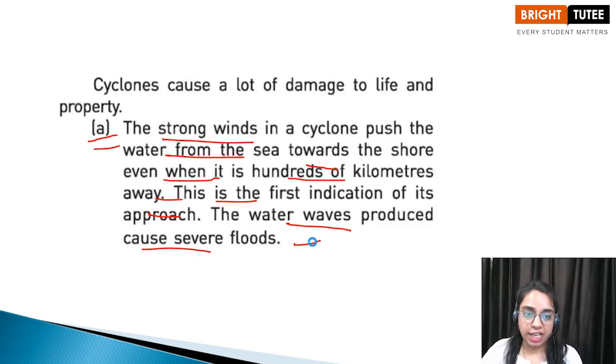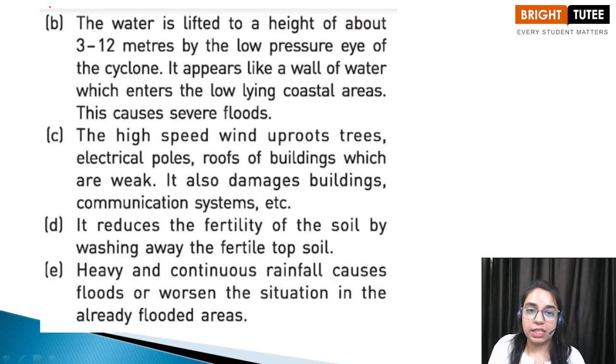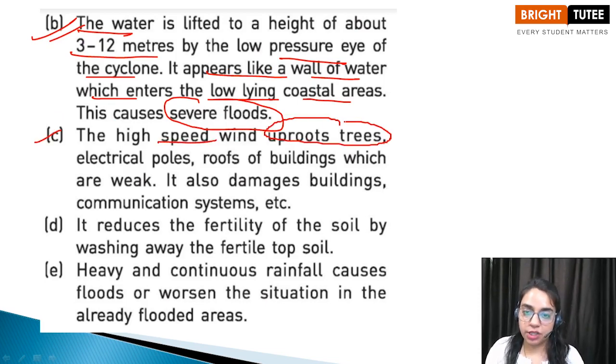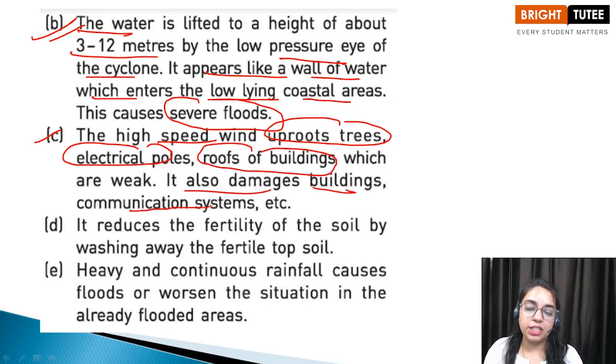Okay, the next point is the water is lifted to a height of 3 to 12 meters by the low pressure eye of the cyclone, and it appears like a wall of water which enters the low-lying coastal areas, and children, this can again cause severe flooding. Then children, the high-speed wind uproots the trees, electric poles, and roofs of weak buildings, and it also damages the buildings, and the communication system is completely destroyed.